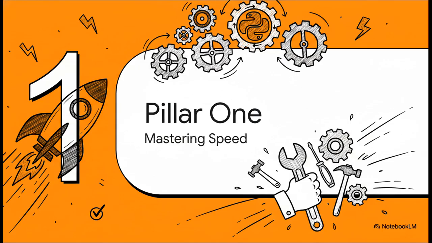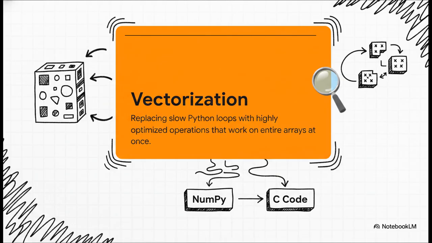Think about it. A model that takes 10 minutes to make one prediction is basically useless in most real-world apps. The secret to making Python fast isn't about ditching it for another language, it's about becoming a master of the tools you're already using. So the number one absolute golden rule for performance is vectorization.